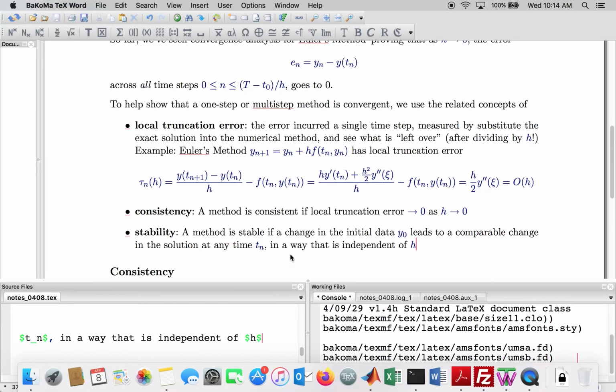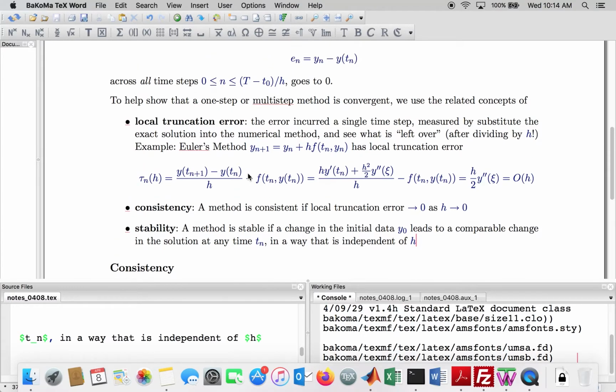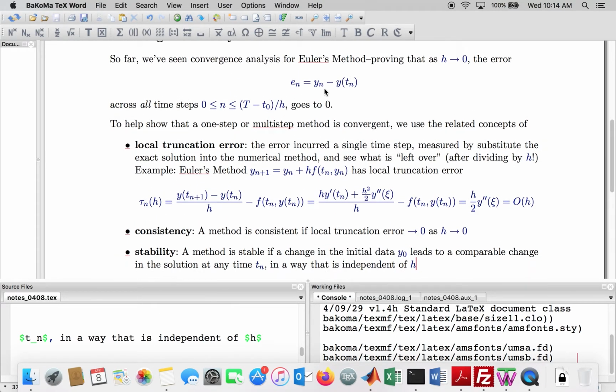The idea is that changing the step size h does not lead to a change in how the solution is influenced by error in the initial data, or perturbation of initial data. Okay, and what we will see is that if a method is shown to be consistent and stable, then it is also convergent, and that's something that will be established firmly on Monday.